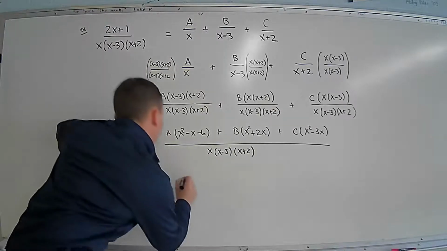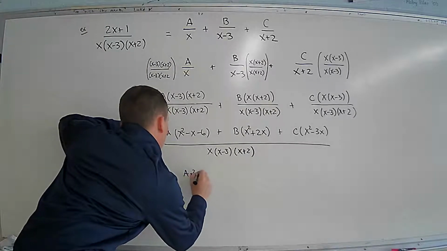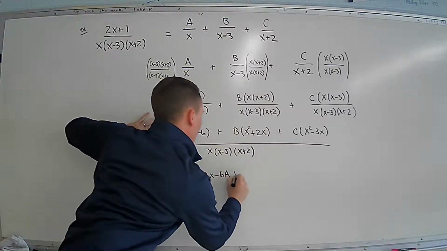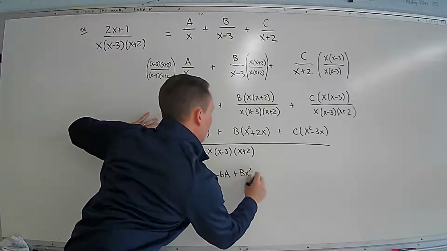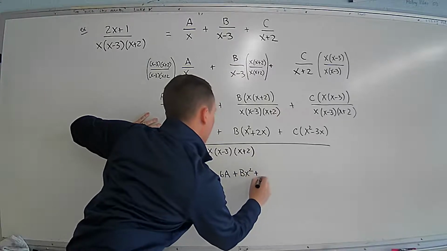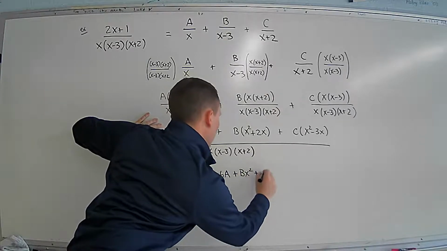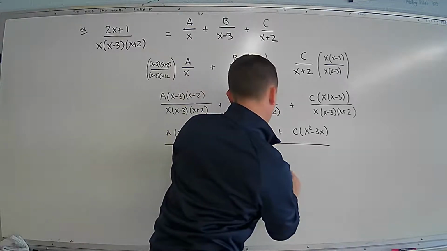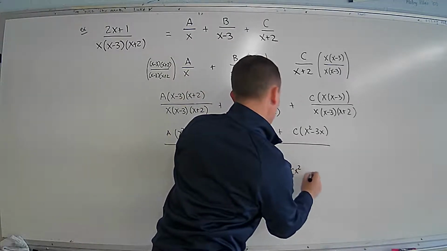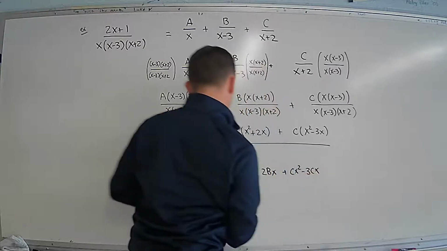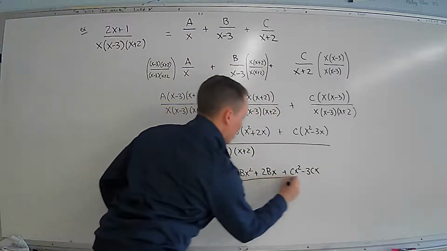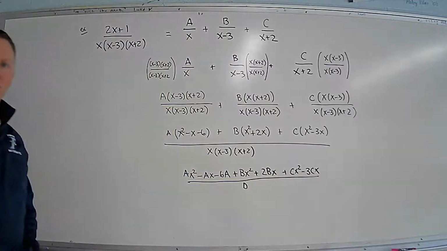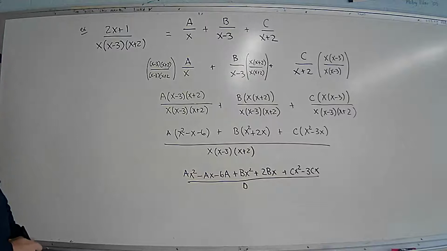So now I've got ax squared minus ax minus 6a plus bx squared plus 2bx plus cx squared minus 3cx. And I sometimes do this because I get lazy and I don't want to write that denominator over and over again. I just put D for denominator there because really the numerator is all we care about right now.